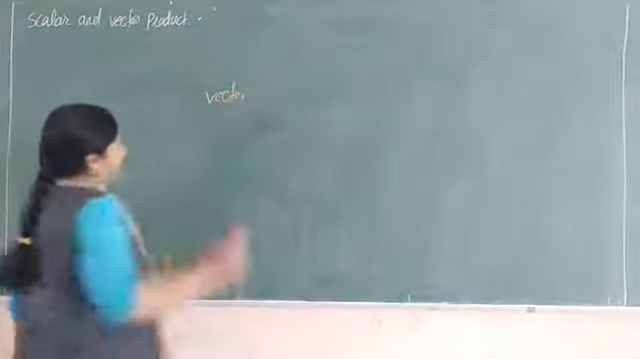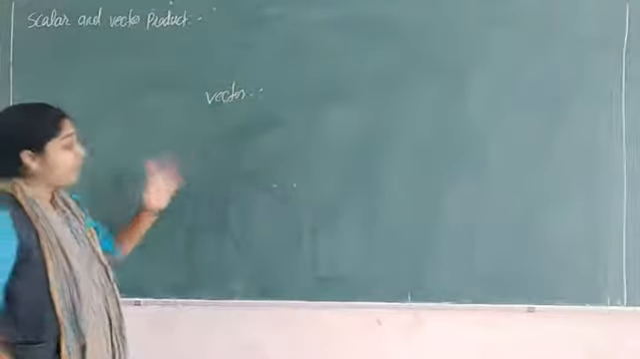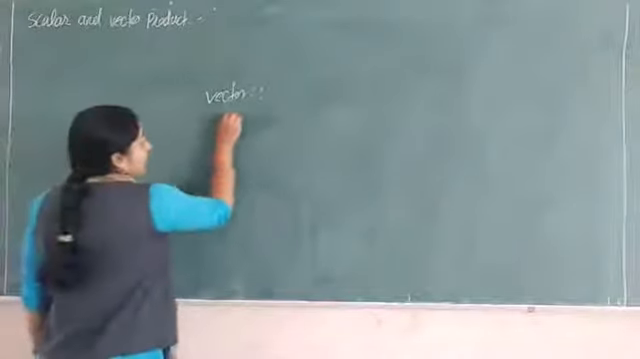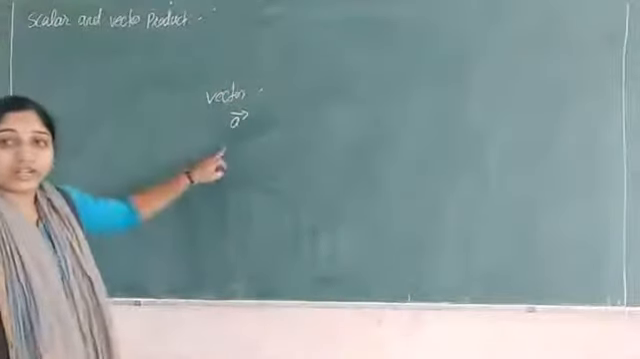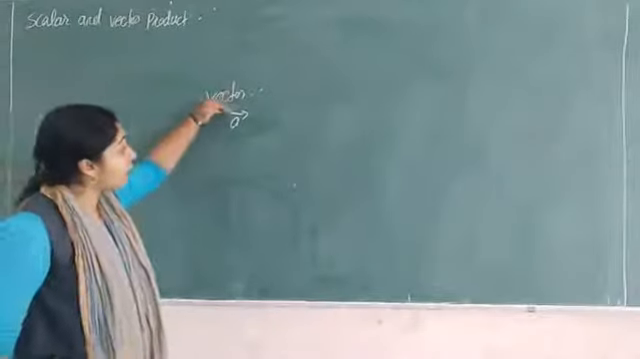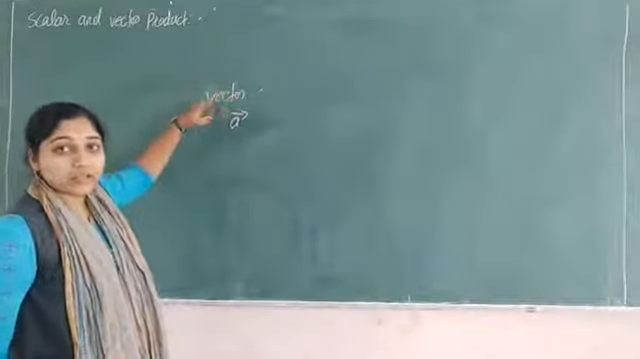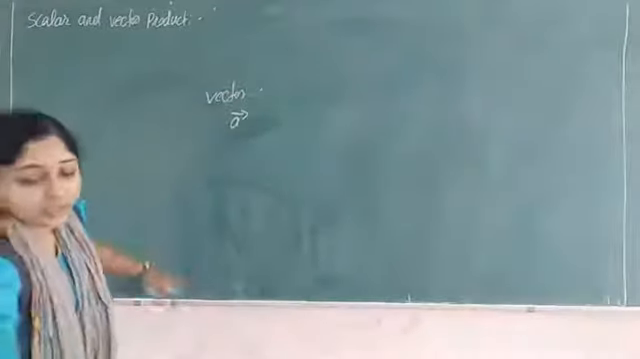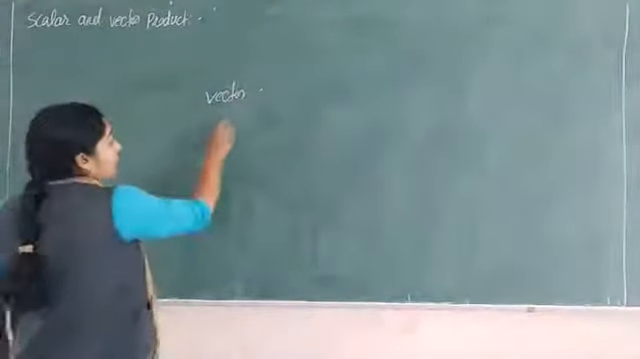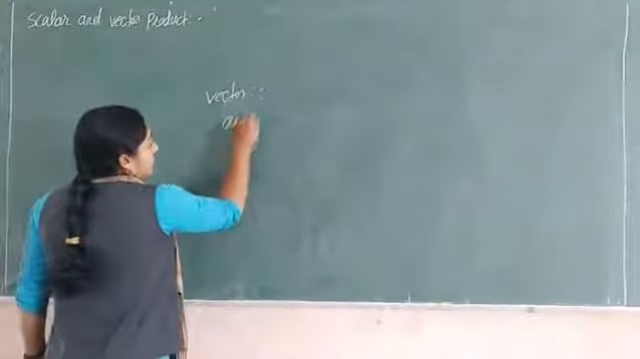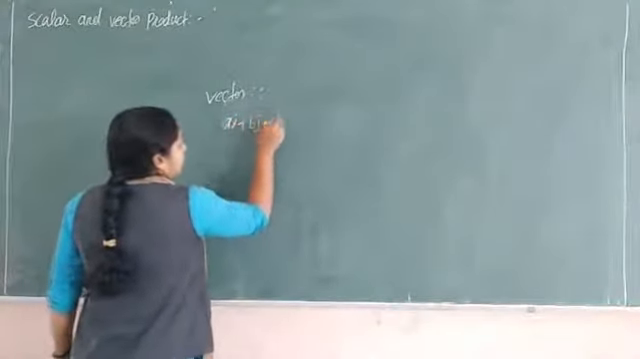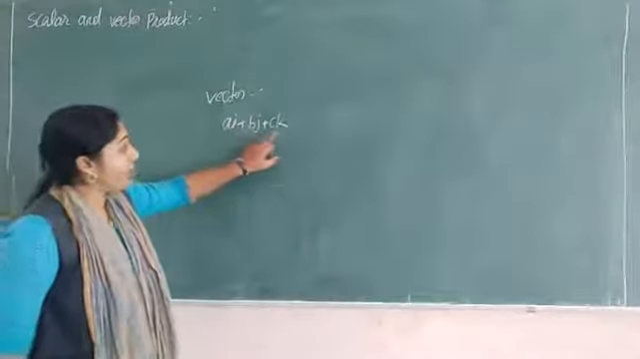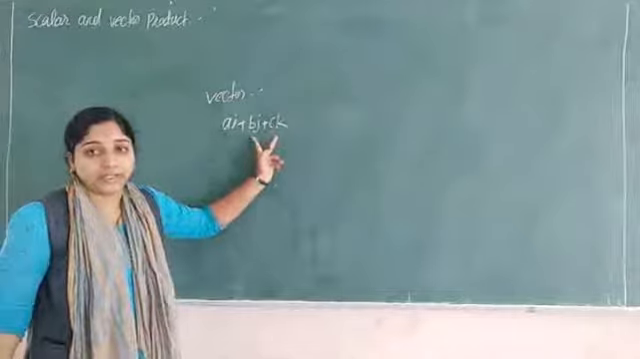What is vector? It is a type of equation. Generally we denote vector A like this: first write down A, and above this we write the arrow mark. This is the notation for vector. Then an equation of the form AI plus BJ plus CK is called a vector.